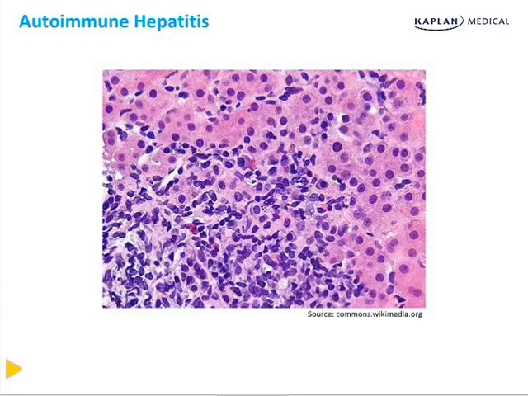Here's a classic example of a liver biopsy with autoimmune hepatitis. Notice the massive number of plasma cells and lymphocytes at the portal tract.